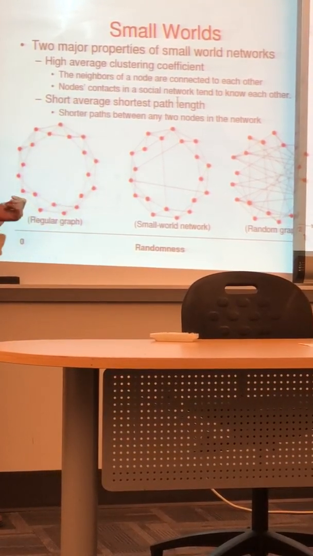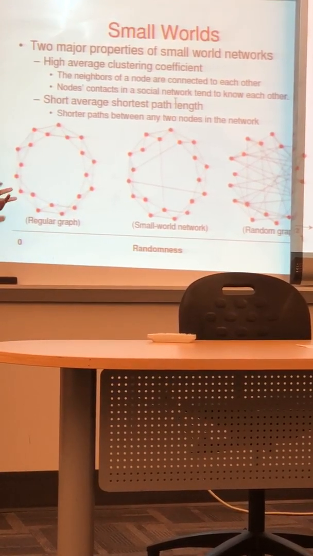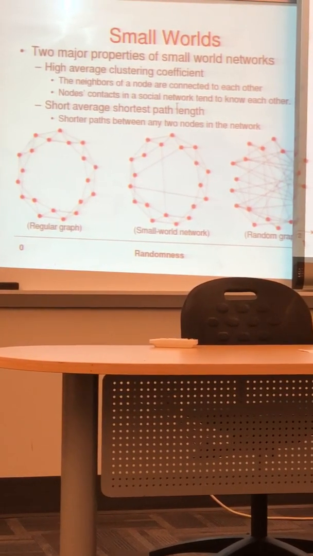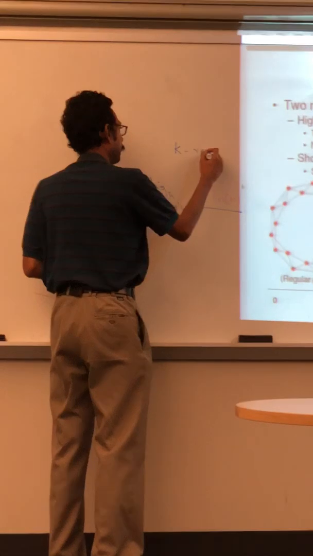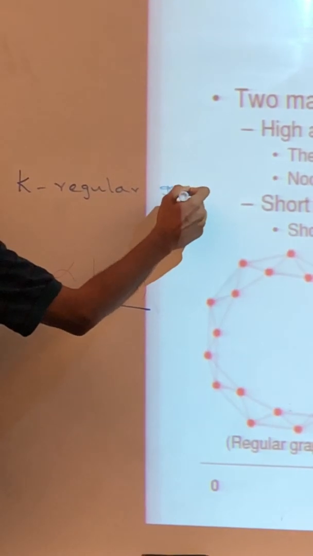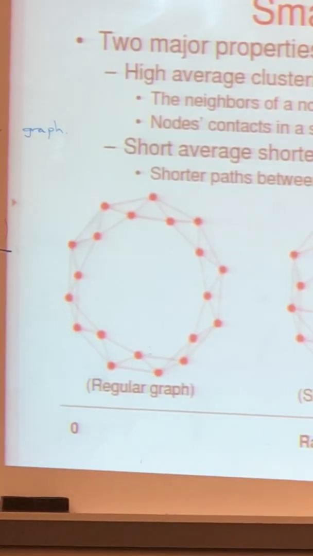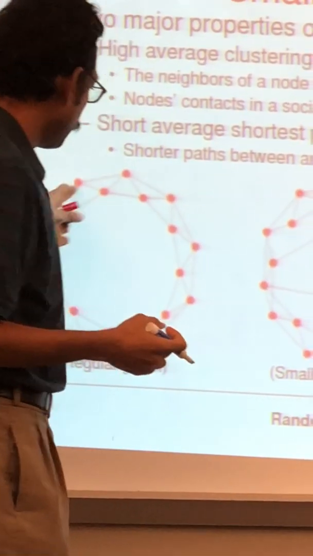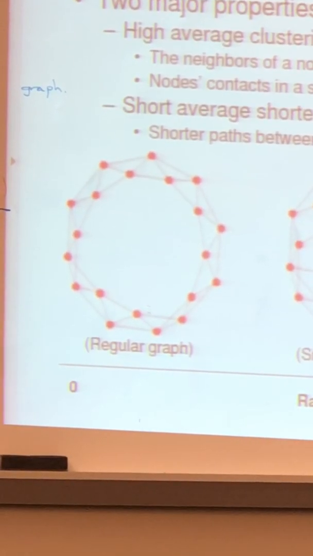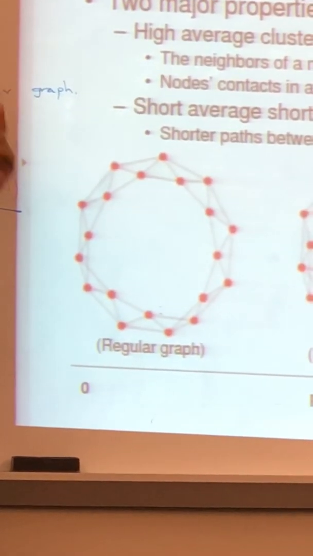Did I mention what a regular graph is? I think probably. A regular graph is nothing but a graph where every node has the same degree. If you look at this graph, each node has a degree of 4. Based on the degree, we can also call it a k-regular graph, which means every node has degree k. In this case it's a 4-regular graph because every node has degree 4. Now, what is a characteristic of a regular graph? Every node has the same property as every other node, because every node has the same degree.